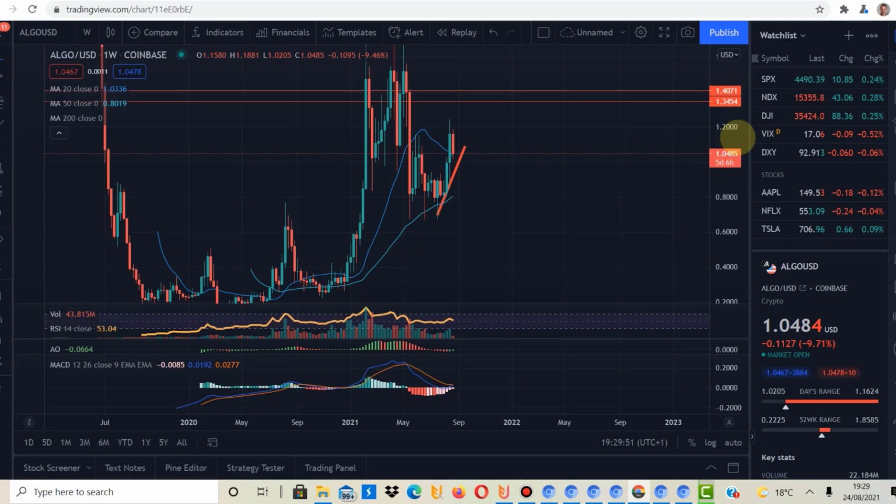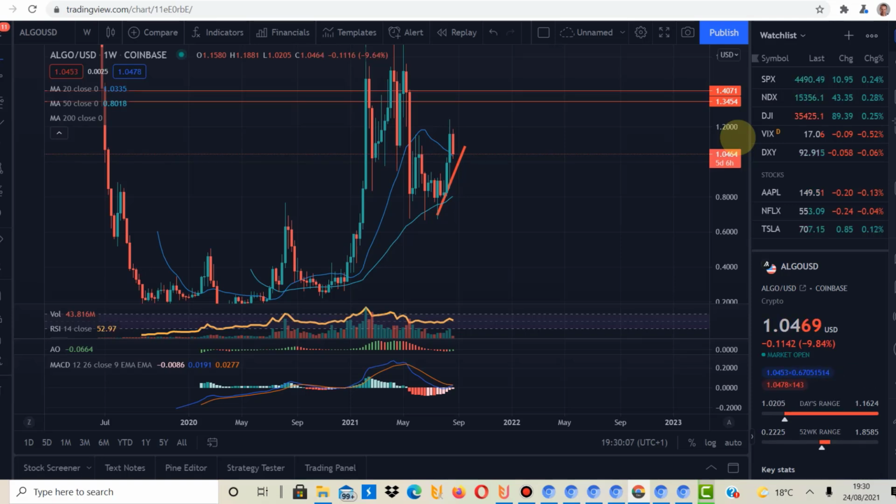But on this channel, we try to make sense of current price action, try to make assumptions about what could happen going forward, and try to understand why prices moved in a certain way. And we try to make out certain patterns as well. So let's take a look at the weekly here.